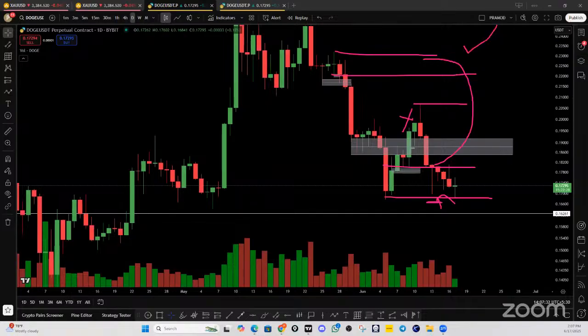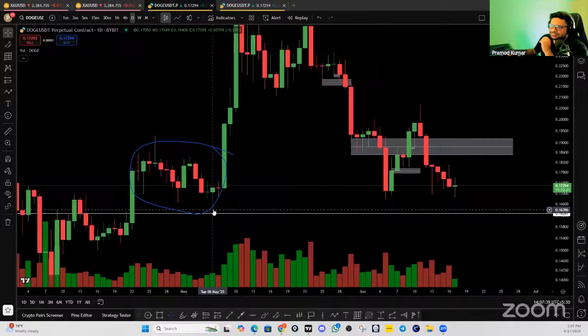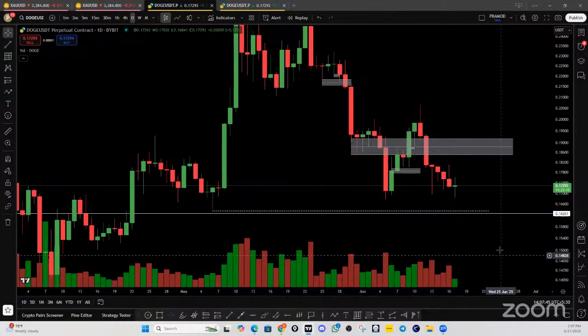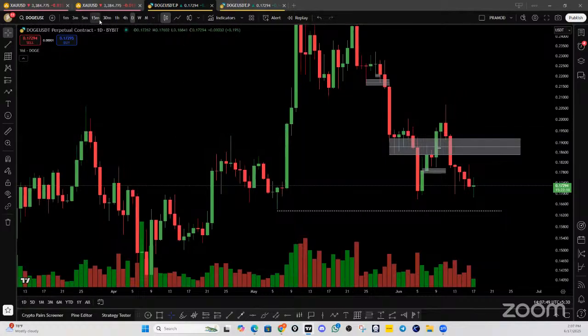For me, it now looks like there's a lot of liquidity. It has not yet tapped that, so it's going to come there maybe. It is possible because last time also it missed it there. Could you go to the 1 hour time frame, please?